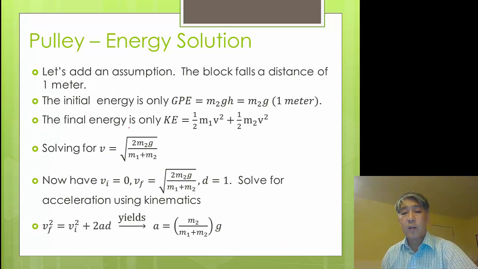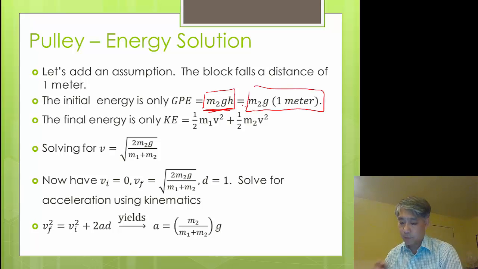But we can use an energy method to solve this same problem. To do so, let's add an extra assumption to the problem: the block falls a distance of 1 meter. I use 1 meter because it simplifies my mgh equation. In the beginning, the only energy I have, since block 2 falls a meter, is a starting energy of m2gh, or basically just m2g times 1 meter.